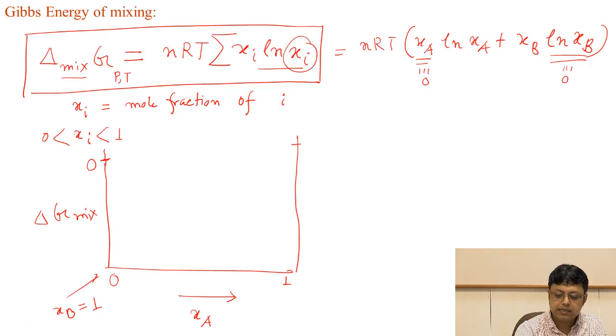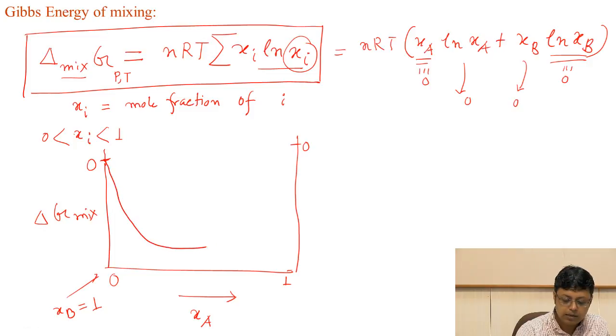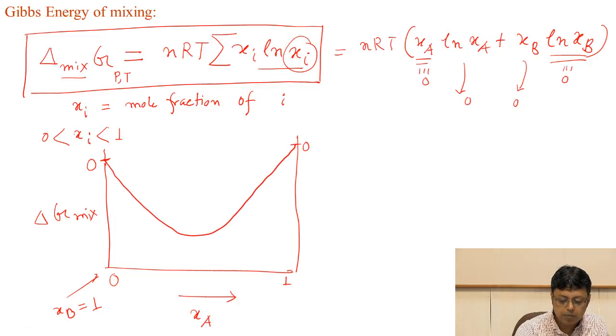Similarly, when Xa is 1, this part is 0, and at that point Xb is 0, so this term will be 0, so again delta G will be 0. So delta G will vary from 0 to 0, and in between it will have a minimum. So the curve will look qualitatively something like this. It will have a minimum for a particular composition of Xa. Now the way I have drawn it, it looks very symmetrical.